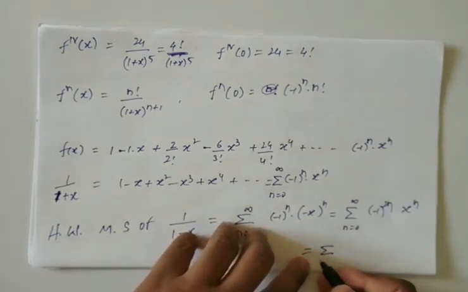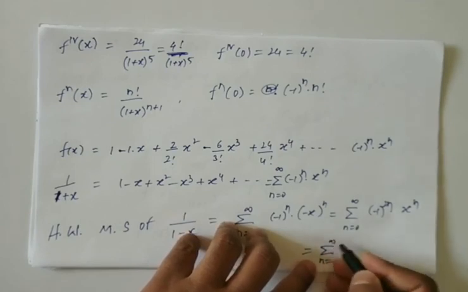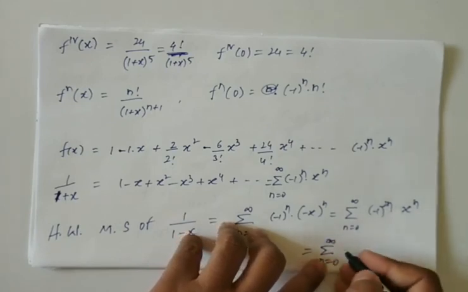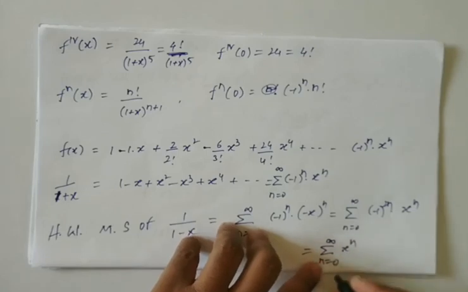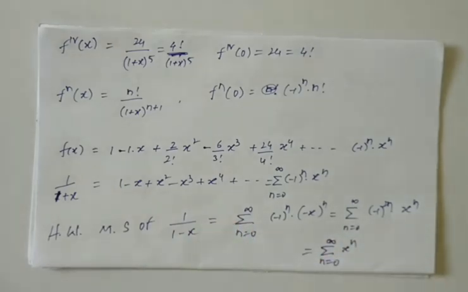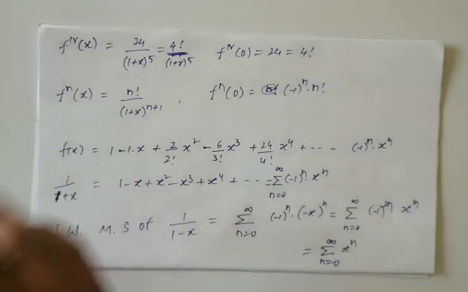Therefore, summation n equals 0 to infinity of (minus 1) to the power 2n is always 1, so x to the power n. Therefore, the Maclaurin series of 1 by 1 minus x is nothing but summation n equals 0 to infinity x to the power n. That's all. Please check it. Any doubt?